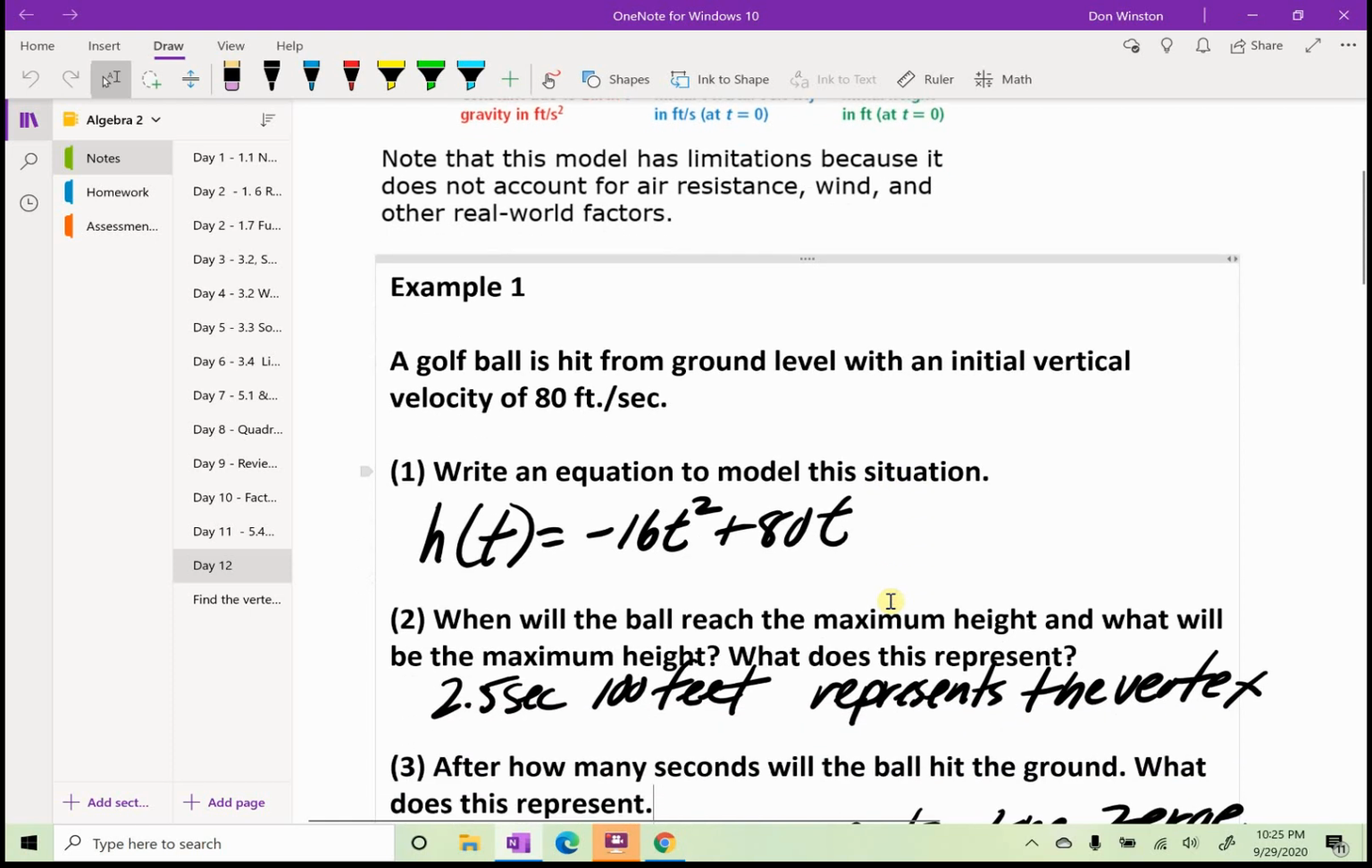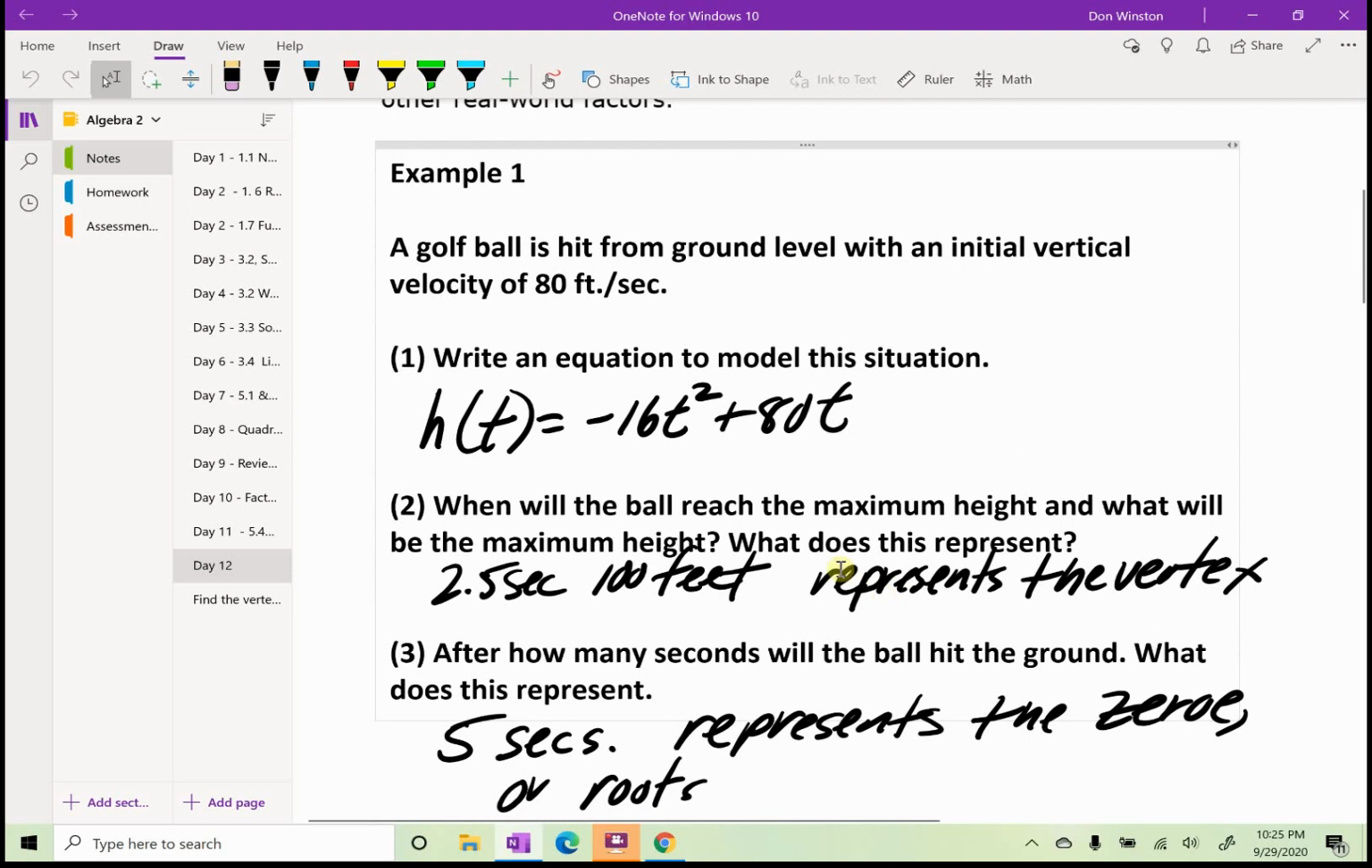And so now we can ask some questions here. When will the ball reach the maximum height, what will be the maximum height, and what does this represent? Now, you'll have a take-home test, but the nice thing about this take-home test is that you don't need to use a calculator or do calculations to answer these questions. You just need to know how to use decimals and write an equation, which is really, really important. So we'll take a look at using decimals to help answer these problems.